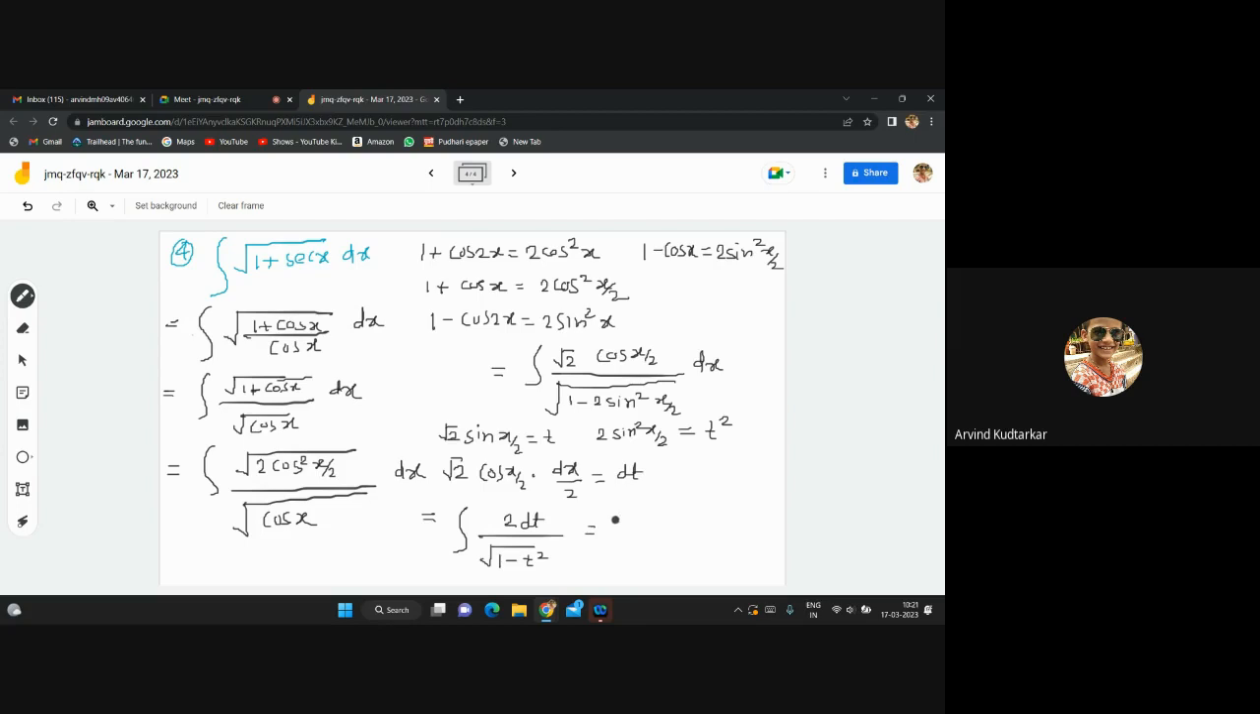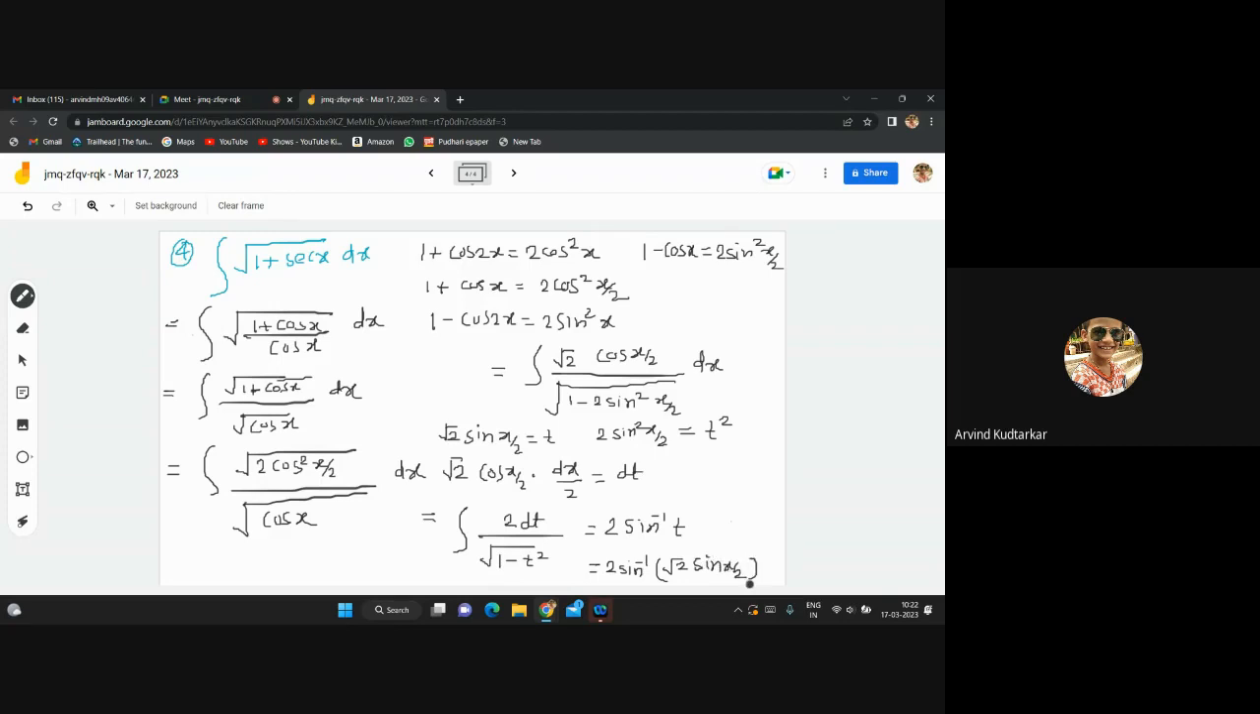So 2 is constant, take it outside, and you know the result of integration of 1 upon root of 1 minus t square. It is sine inverse of t. So that is equal to 2 into sine inverse of t. You have to resubstitute the value of t. The value of t is root of 2 into sine x by 2.